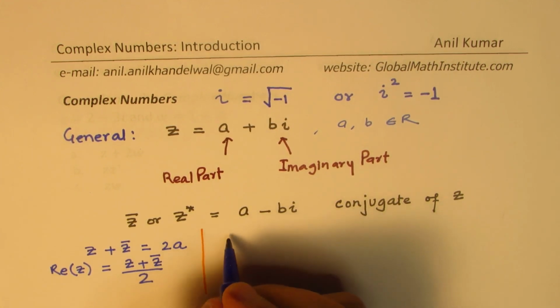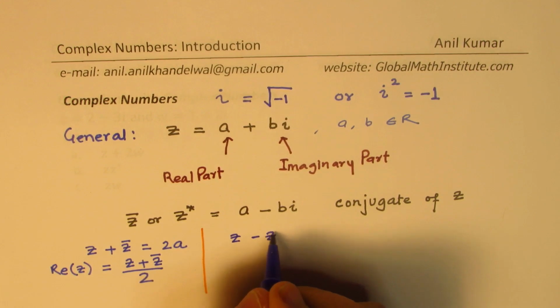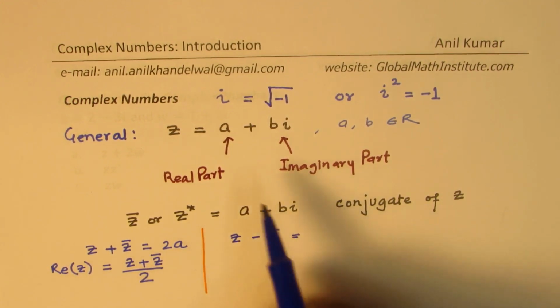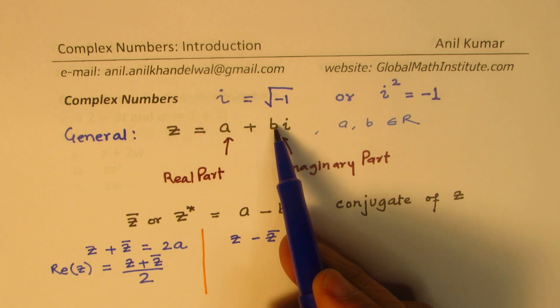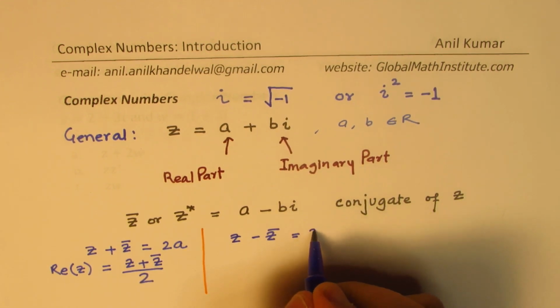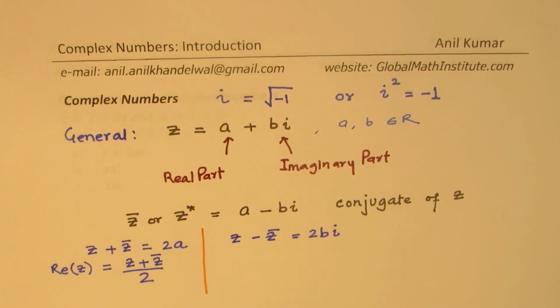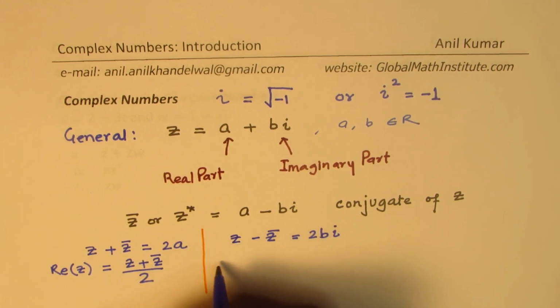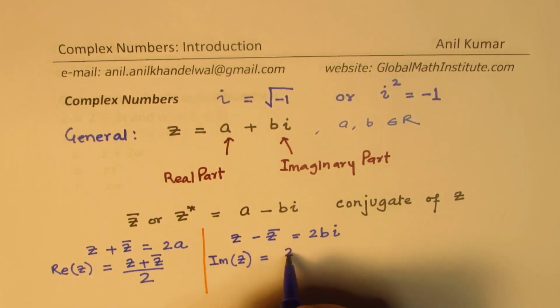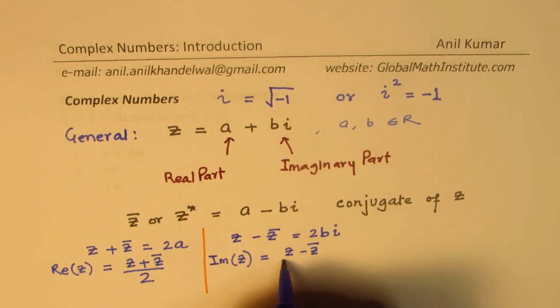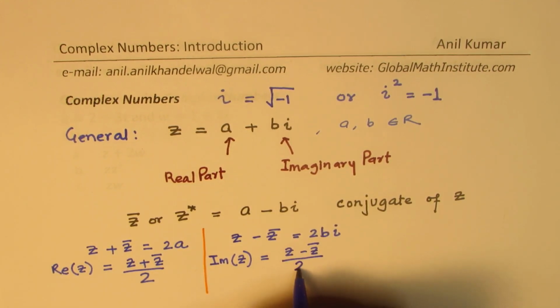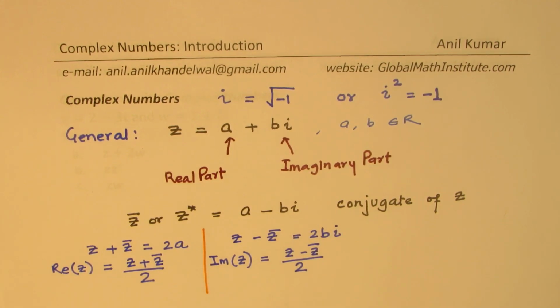Now if I take the difference between the complex number and its conjugate, what do you get? a and a will cancel away, but here they will double up. So we get 2 times bi, right? So in that case, bi, which is the imaginary part of the complex number, is equal to half of the difference of the complex number and its conjugate, right?